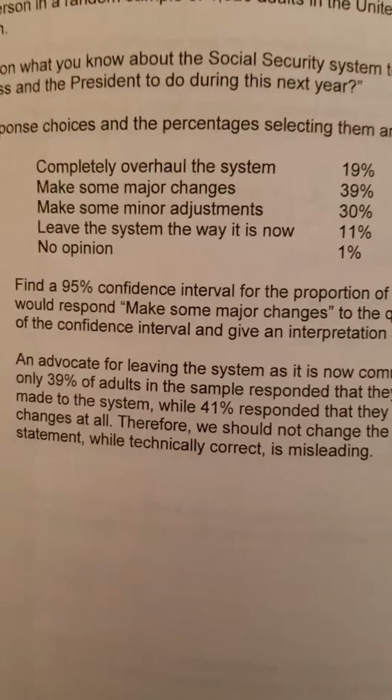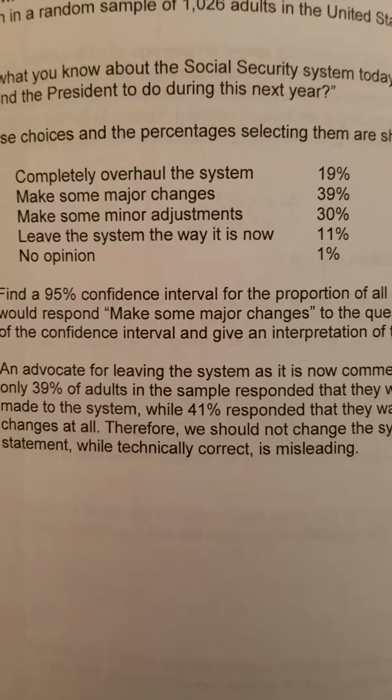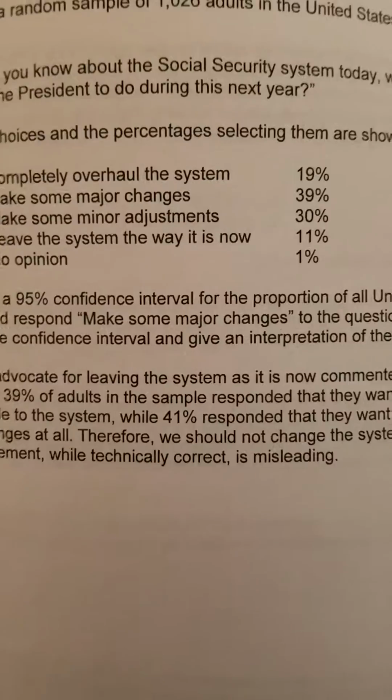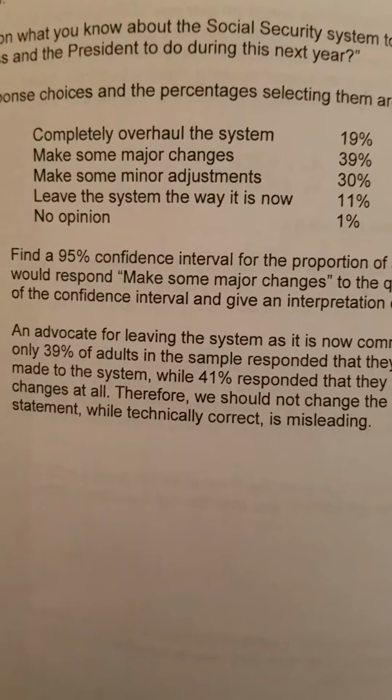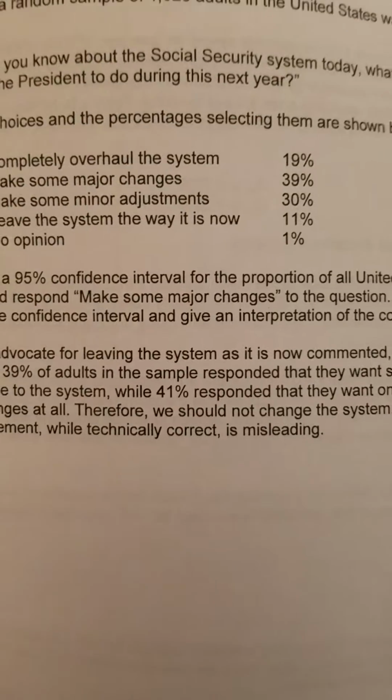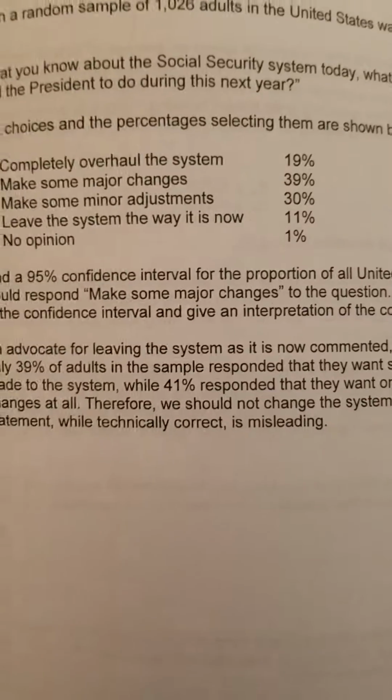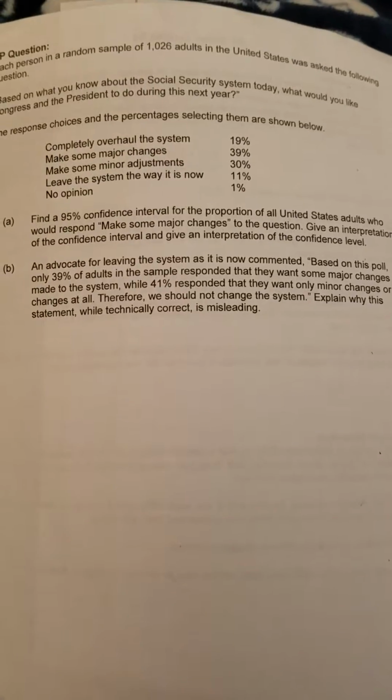Completely overhaul the system, 19%. Make some major changes, 39%. Make some minor adjustments, 30%. Leave the system the way it is now, 11%. And no opinion was 1%. So A asks to find a 95% confidence interval for the proportion of all United States adults who would respond, make some major changes to the question.